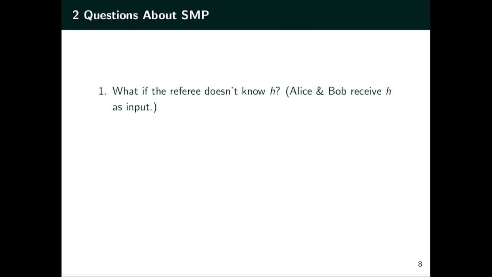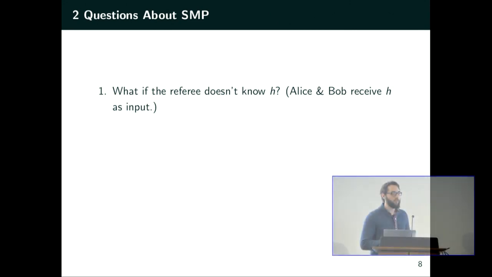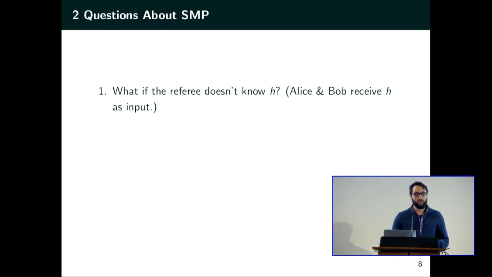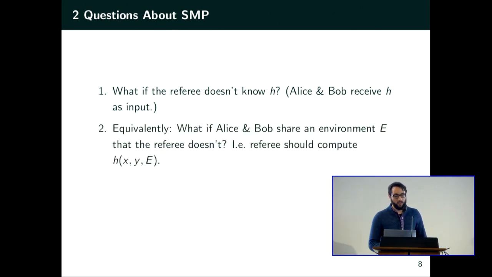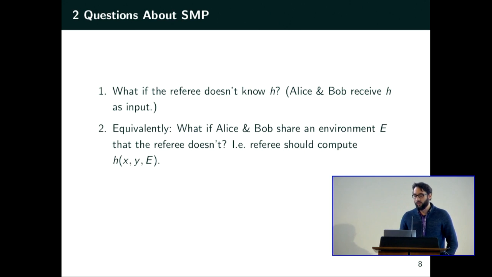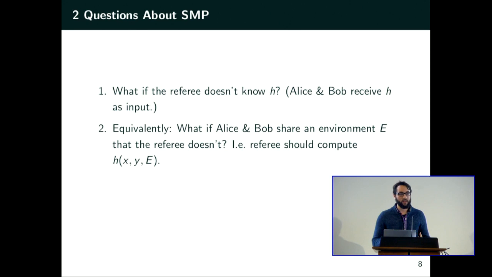And the first question is, well, what if the referee doesn't know H? So the referee doesn't get to know the function that they're supposed to be computing. Or in other words, Alice and Bob receive the function that they're supposed to compute as input and must also send some information about it to the referee. Or an equivalent question that might sound a little more natural is, what if Alice and Bob are in some shared environment E that the referee doesn't know? So the referee should compute some function that depends both on Alice and Bob's inputs as well as this shared environment that Alice and Bob can see.